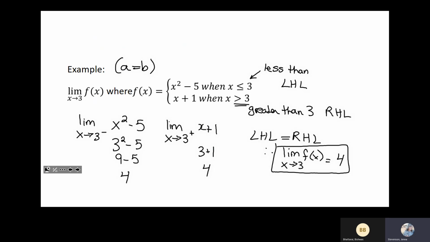Okay, so you have another example there for you to try. So go ahead and try as x approaches -1. Determine which one's the left side, which one's the right side, and see if they're equal to each other.